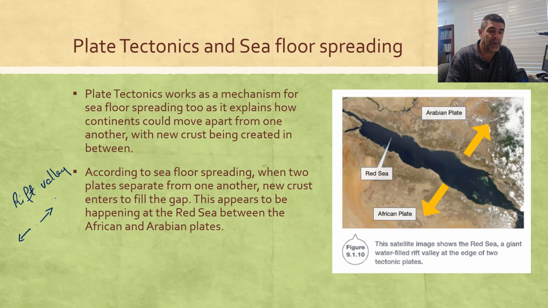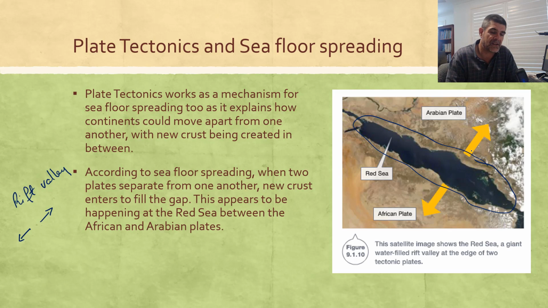In this example, two plates start to pull apart from one another, and you can see this happening to a certain extent where the Arabian plate is slightly moving away from the African plate. And you get the formation of a sea in between them, the Red Sea. Now this appears to be growing. There seems to be an understanding that as these two plates continue to move further and further apart, the space in between them will continue to be filled with water.